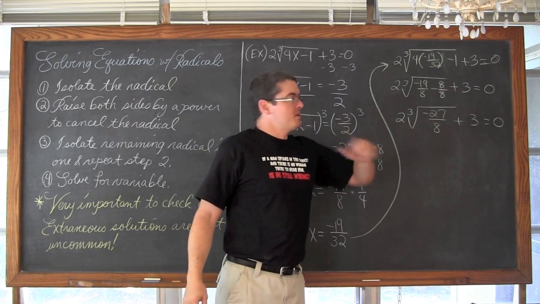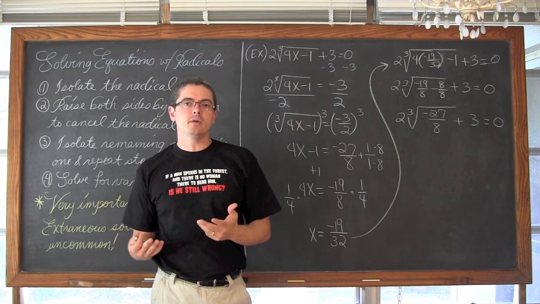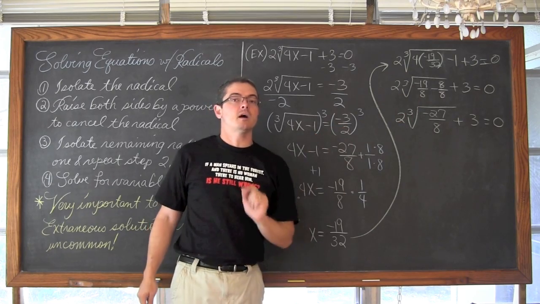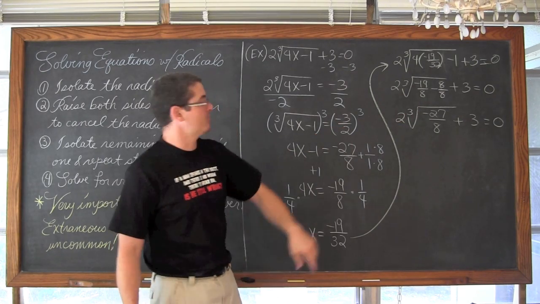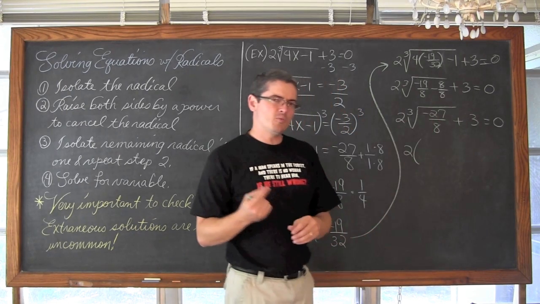Now, negative 27 over 8 is a negative value, and a lot of times you might be used to knowing that, oh, you can't square root a negative number. Well, we're not square rooting or taking an even root, we're taking an odd root, and we can do that with negative numbers. This will become 2 times, let's see, the cube root of 27.